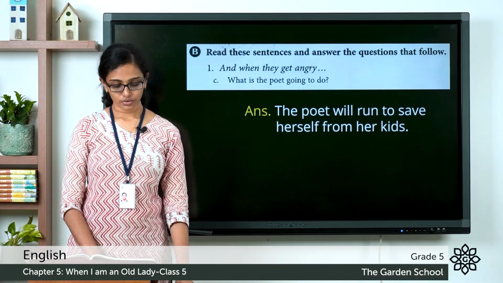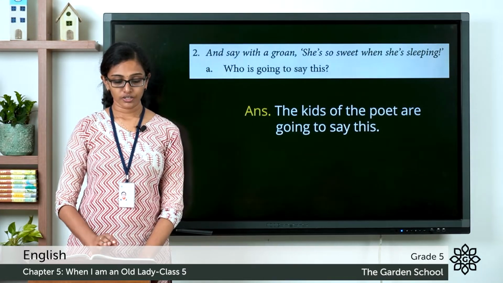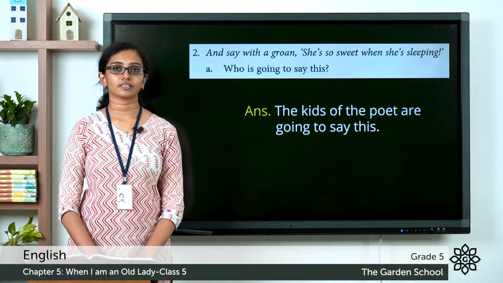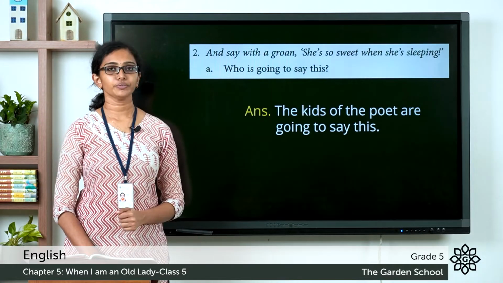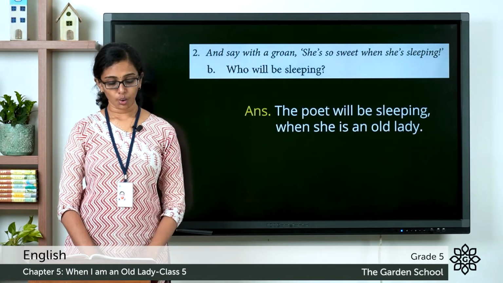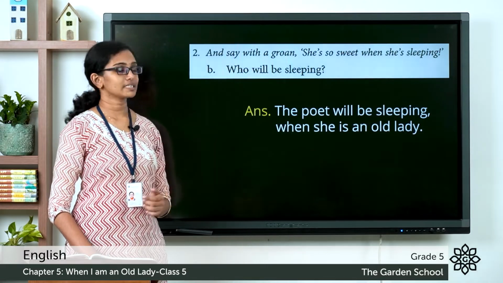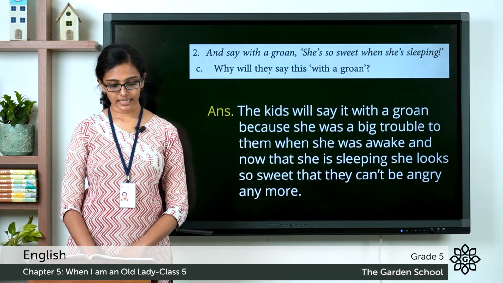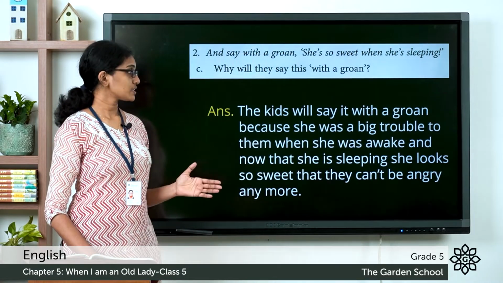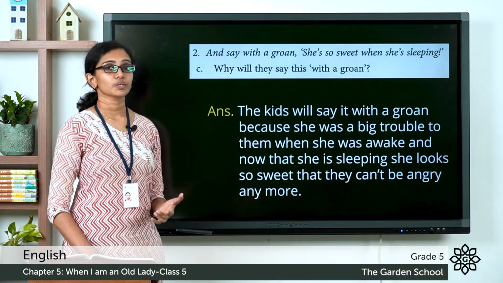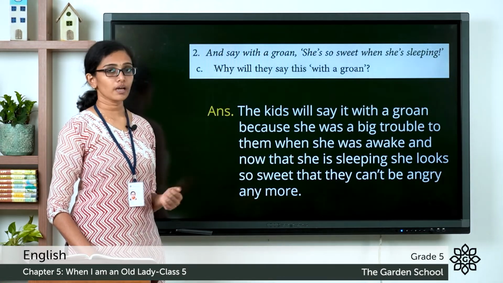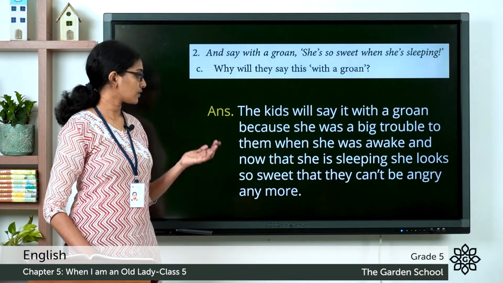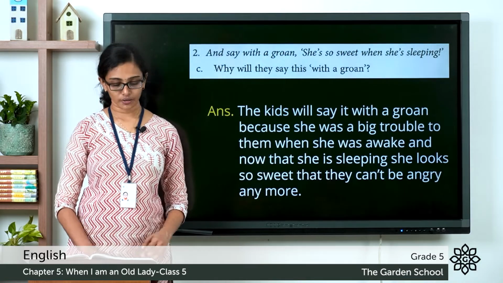Let's see question number 2. And say with a groan, she's so sweet when she's sleeping. Question A. Who is going to say this? The kids of the poet are going to say this. Question B. Who will be sleeping? The poet will be sleeping when she's an old lady. Question C. Why will they say this with a groan? The kids will say it with a groan because she was a big trouble to them when she was awake, and now that she is sleeping, she looks so sweet that they can't be angry anymore. Let's see the next section of exercise.